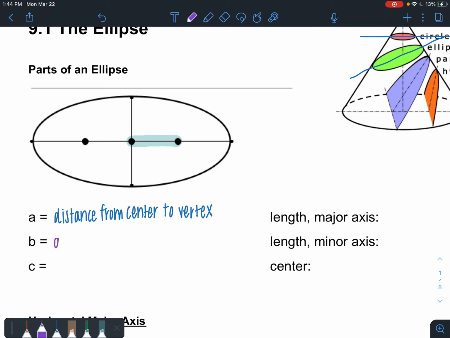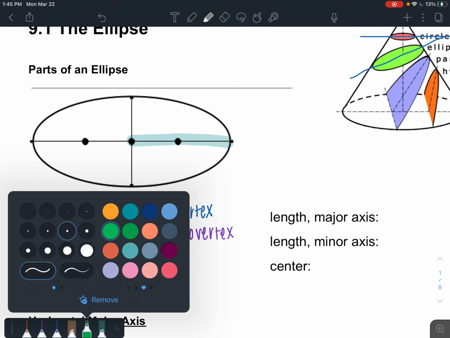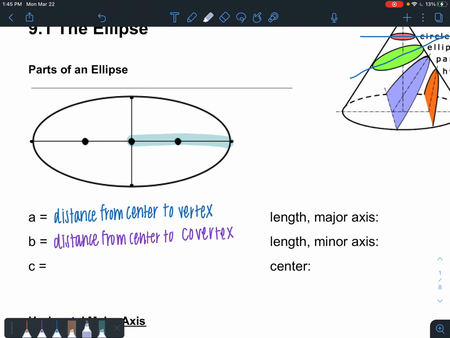B is the distance from the center to the co-vertices, or co-vertex. So that is going to be, oh wait, I think I labeled that wrong. Sorry, this blue line should go from here to here. That's my bad. And then purple will go from here to here.